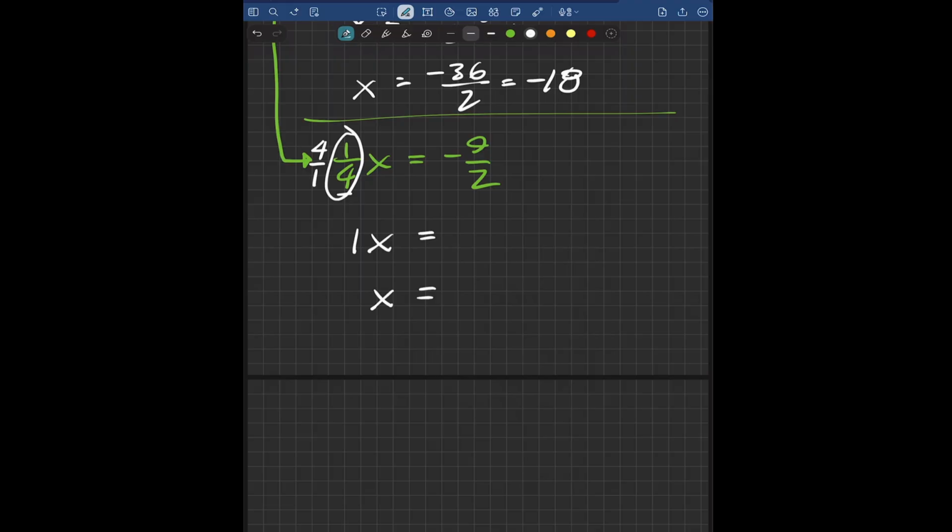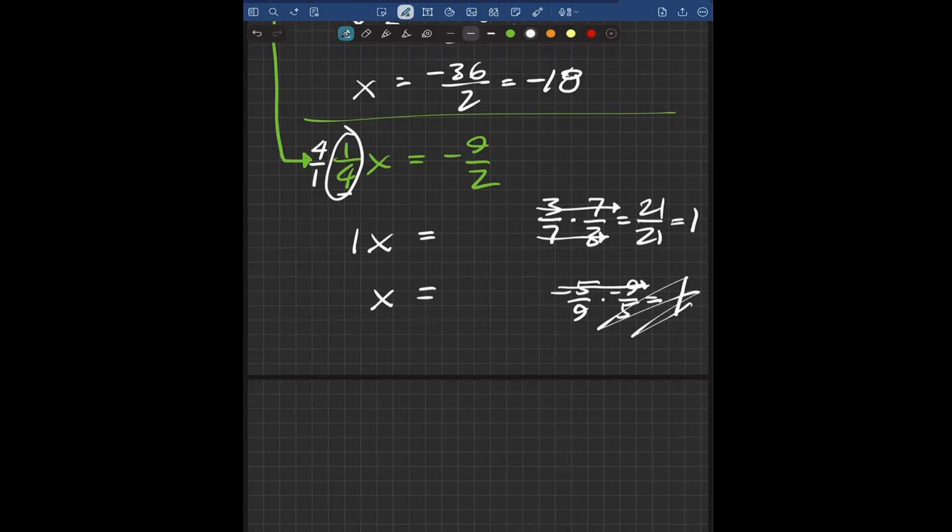So what is the multiplicative inverse? Every number has a multiplicative inverse. The multiplicative inverse of a number is that number which, when you multiply it, becomes the number 1. So in other words, 3/7 has a multiplicative inverse. That's the number 7/3. Why? Because when I multiply the two values, I get 21/21, which is 1. Negative 5/9. Its multiplicative inverse is negative 9/5. And so that becomes positive 1. Okay? That's what multiplicative inverse is.